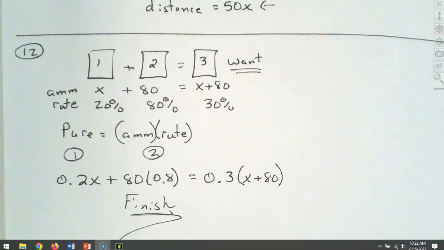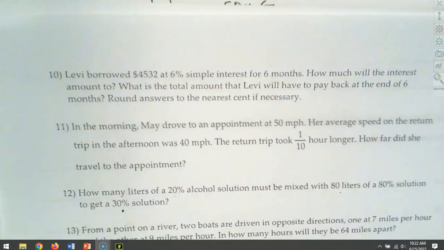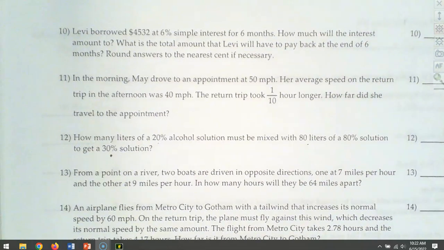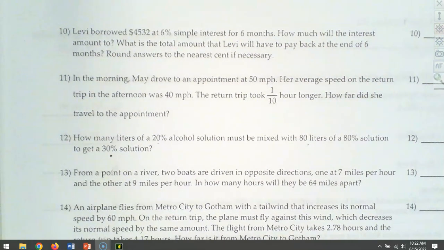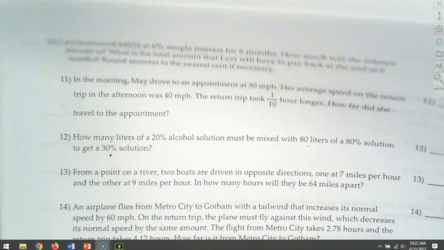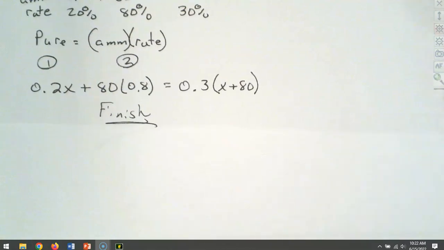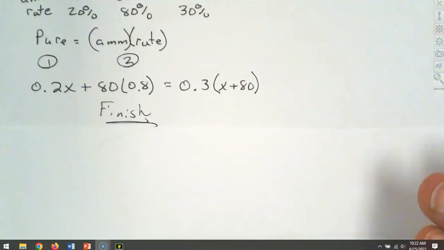Now let's see if we can finish out at least one more, maybe both of these applications. The next one's pretty easy to set up. Question 13 should be pretty easy to set up. From a point in the river, 2 boats are driven in opposite directions, one at 7, one at 9 miles per hour. And in how many hours will they be 64 miles apart? So when we work with the distance ones, remember we have options. They can add, they can subtract, or they can equal each other.